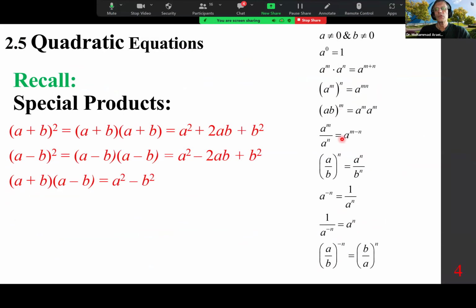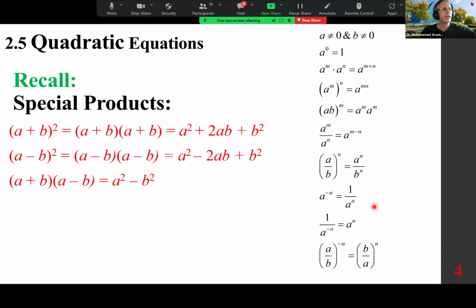First and foremost, everybody remembers all of these exponential rules, such as a to the power of 0 is 1, a to the power of m times a to the power of n is a to the power of m plus n, the product rule, the power rule, the negative exponent rule, a to the power of minus n is 1 over a to the power of n, and so forth. I hope everybody remembers them.